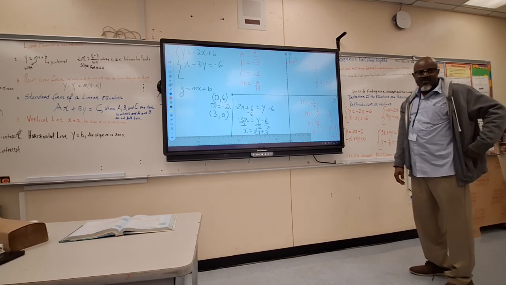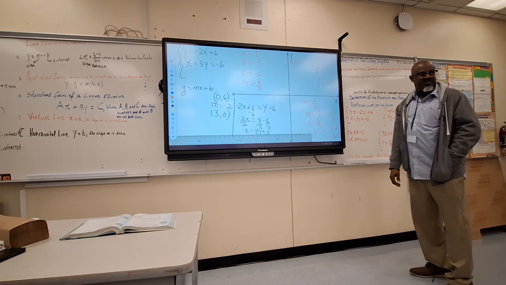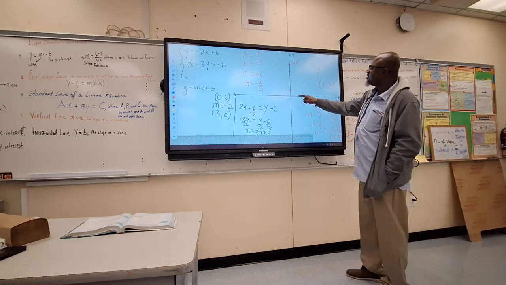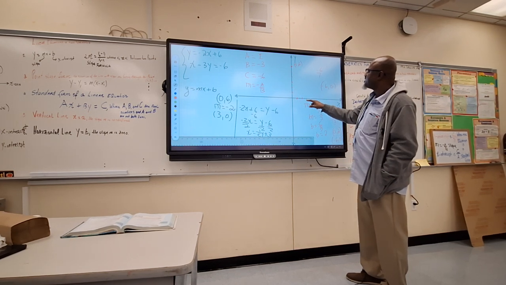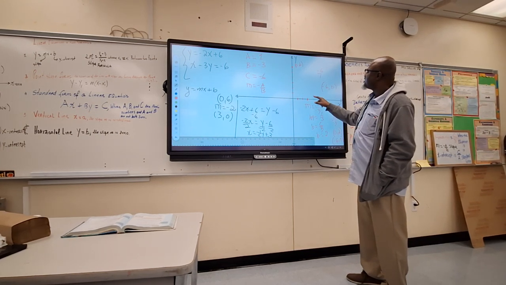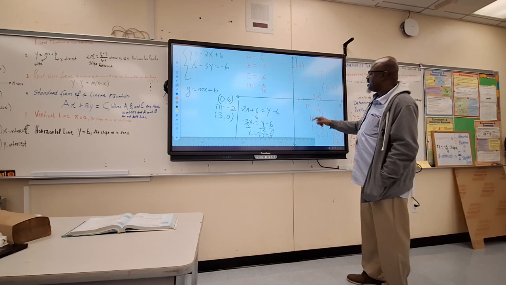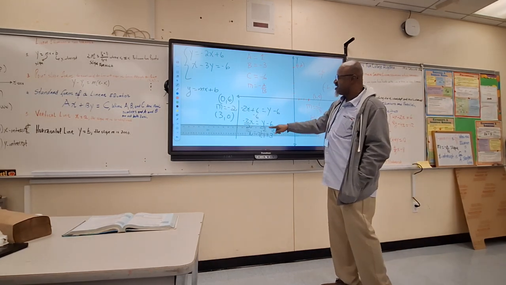And the other one is (3, 0). Then what direction do you go? To the right 3. You go 3 units. That will be positive 1, positive 2, and positive 3. This is (3, 0).